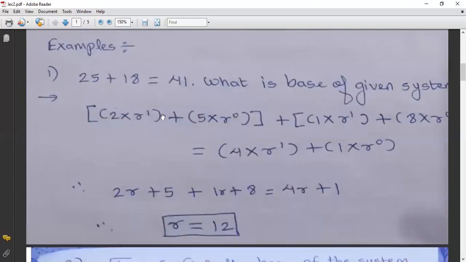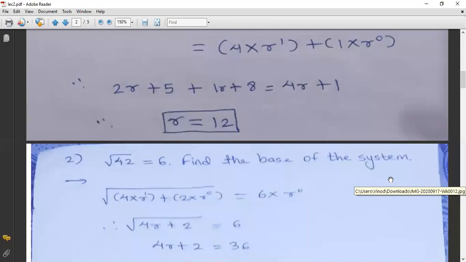So R raised to 1 is R. Therefore 2R plus 5 into R raised to 0. The value of R raised to 0 is nothing but 1. Therefore 5 into 1 will be 5, plus 1 into R raised to 1. R raised to 1 is R, so 1R plus 8 into R raised to 0. R raised to 0 is 1. Therefore 8, equal to 4R plus 1. When we solve this, we get R equal to 12.